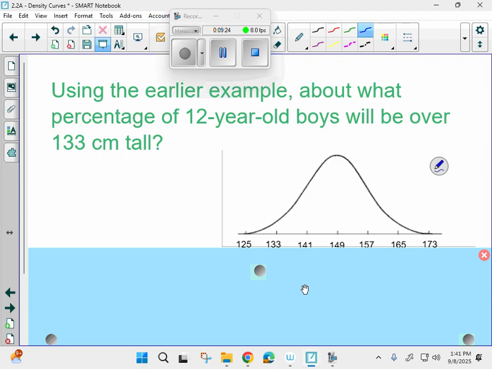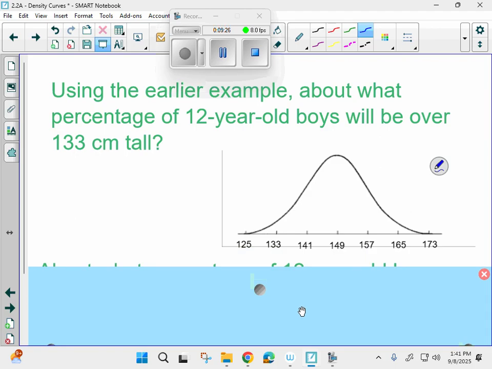All right, so here is my same 12-year-old boy's example where 149 is in the middle. They're going to ask us questions based on these standard deviations, okay? What percent of 12-year-old boys will be over 133 inches tall? I would like you to draw the curve, okay? Again, and we're going to do this, greater than 133.